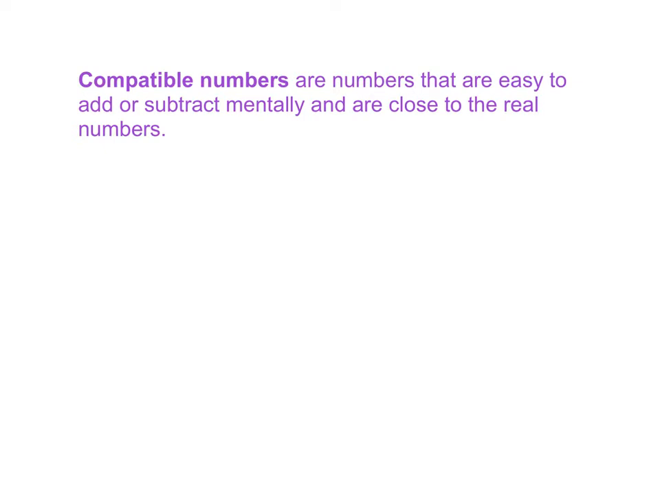Compatible numbers are numbers that are easy to add or subtract mentally and are close to the real numbers. A way to help you remember what the word compatible means is to think of compatible meaning able to go together well.